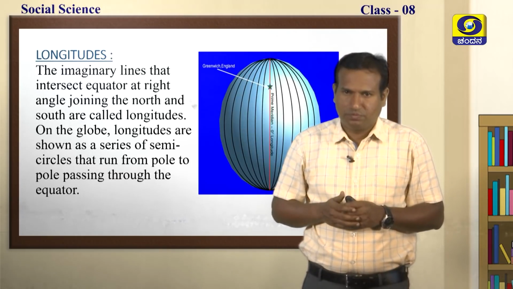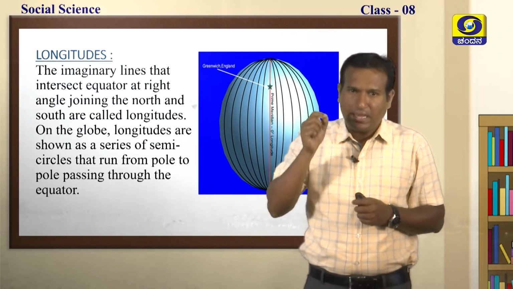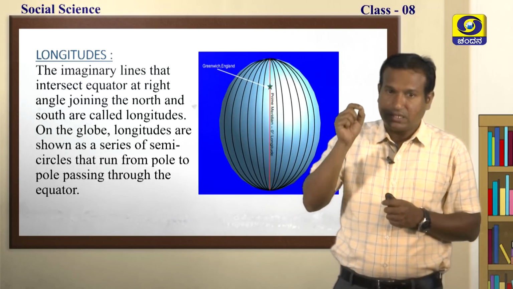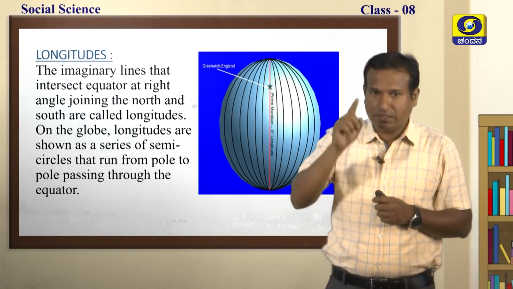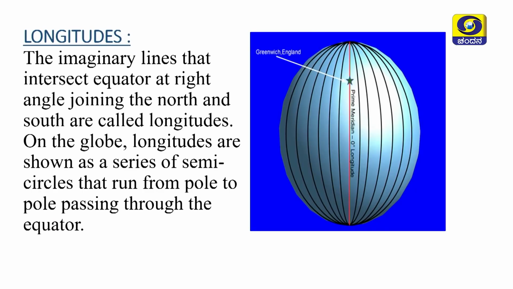Now, let us come and discuss longitudes. The imaginary lines that intersect the equator at right angles, joining the north and the south, are called longitudes. Again, longitudes are also imaginary lines. On the globe, the longitudes are shown as a series of semicircles that run from pole to pole, which means from the north pole to the south pole, passing through the equator.